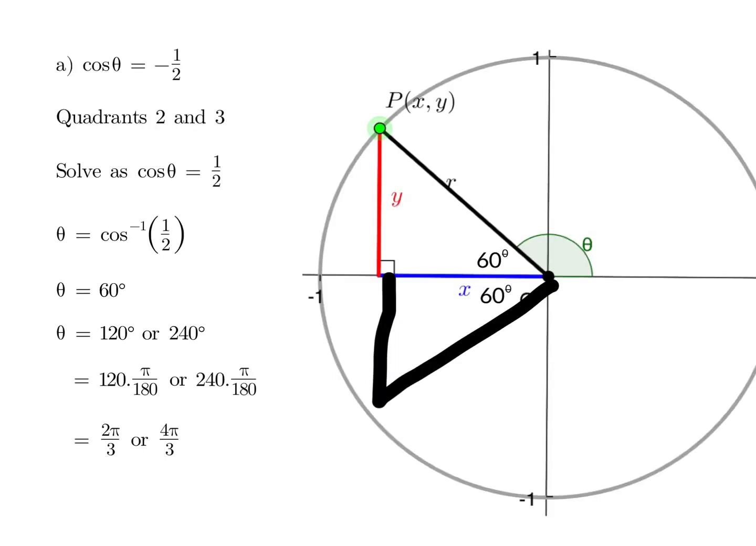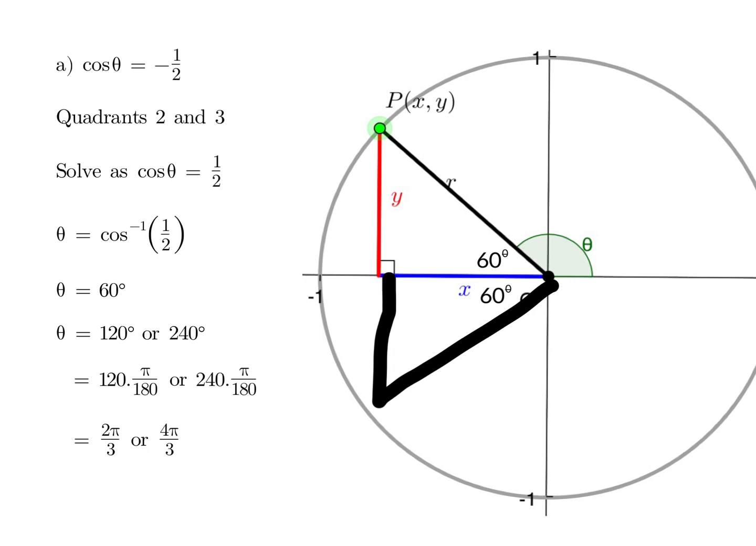So for our first one, cos theta equals -1/2. So cos is negative in the second and third quadrants. So we always solve it for the positive so that we know what degrees it ends up in. So cos of 1/2 is 60 degrees. Put the 60 in your triangles. So that means from the positive x-axis, our first answer is 120 degrees and our second is 240.